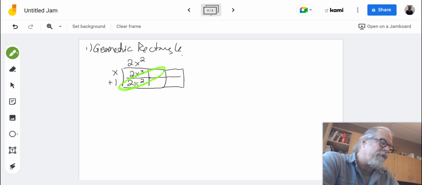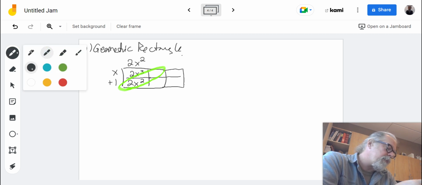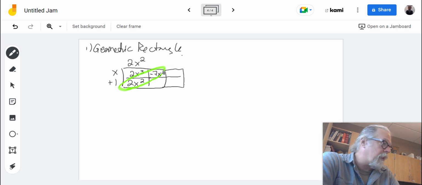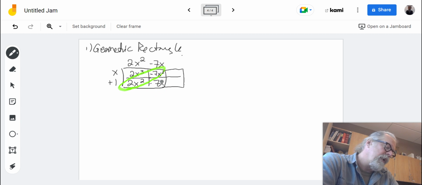has -5x squareds, and I have positive 2x squareds, which means that I must have -7x squareds in my rectangle in order to make this a total of -5. Oh, but that means that there must be a -7x in my quadratic, which means that this must be -7x. Okay, so far so good.